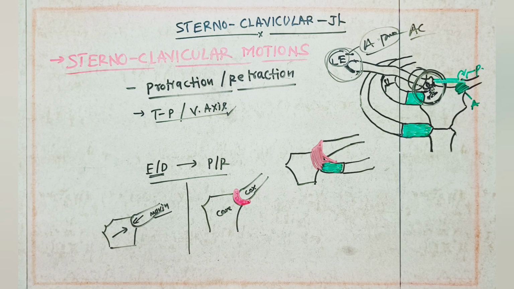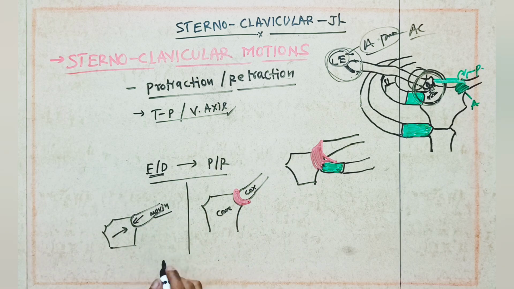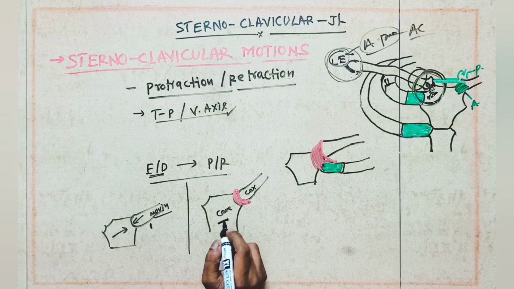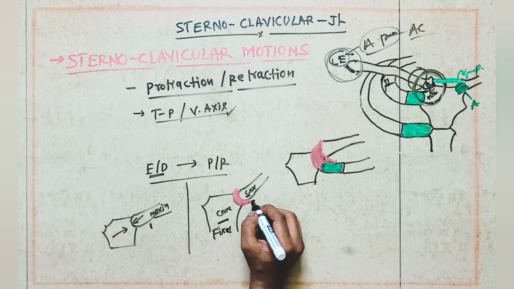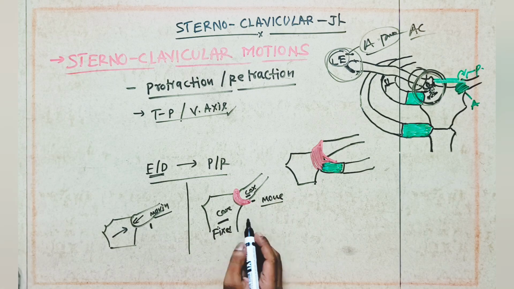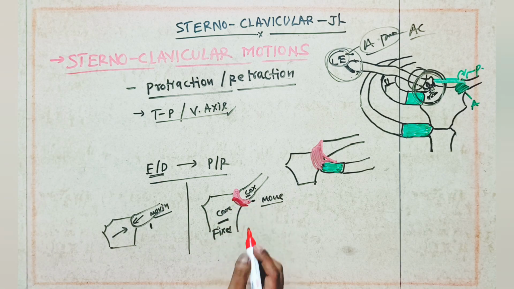Okay, so when we see the sternoclavicular disc, this already we discussed. If the elevation depression is happening, only clavicle will move. If the protraction retraction is happening, this manubrium will be fixed. Here both the clavicle and disc together will move. So that means here we can understand that together will move. The shape of the disc will be a little concave.